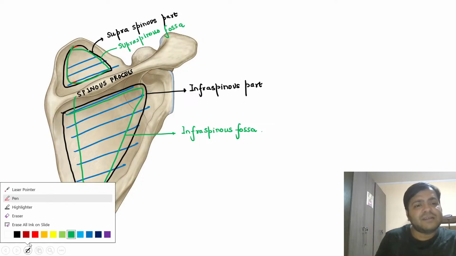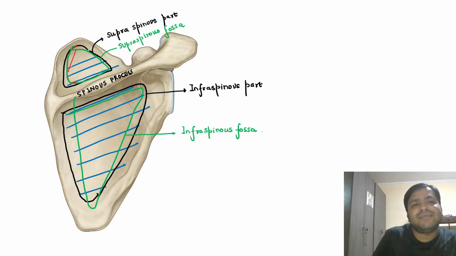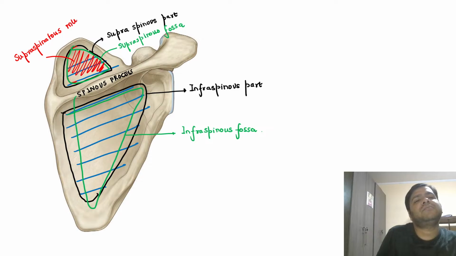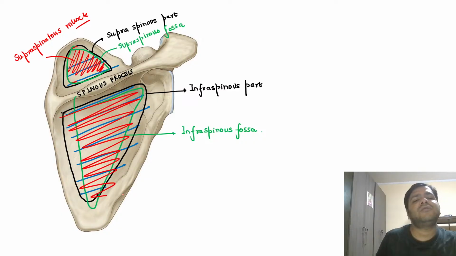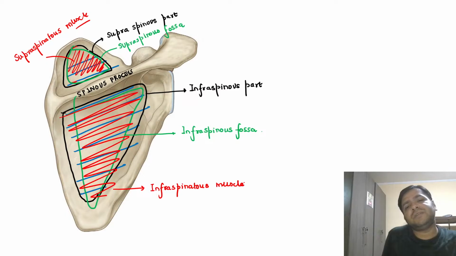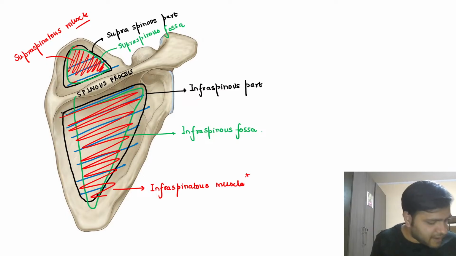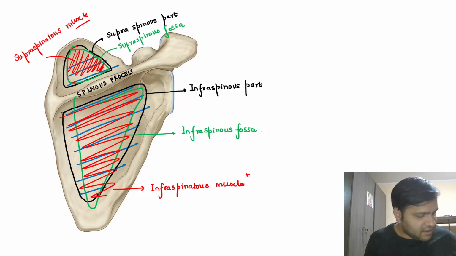Now, supraspinous fossa, beta, it will contain a muscle. The name itself suggests fossa है, यहाँ पर एक muscle present है. This muscle will be the supraspinatus muscle, one of the NEET PG questions also. And we have a muscle in the infraspinous fossa also. That is called the infraspinatus muscle. Please be very clear with this.